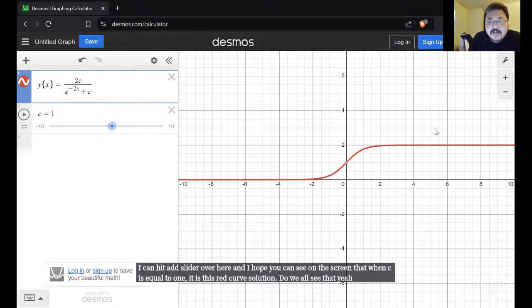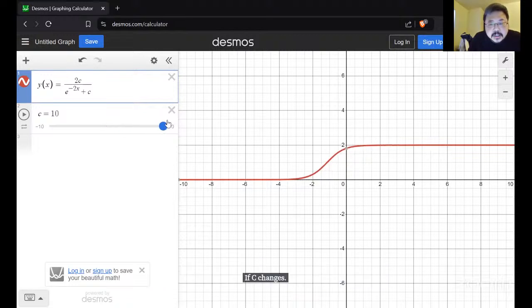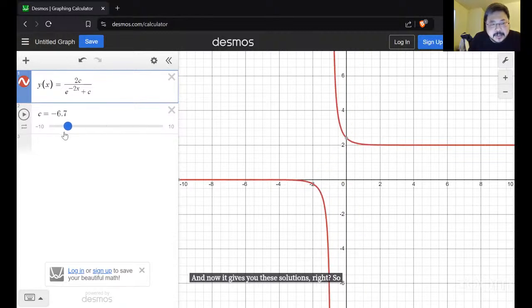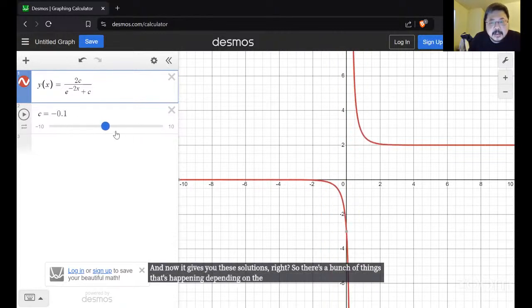Now let's try different values of c. If c changes, you see the curve changes. Whoa! And now it gives you these solutions, right? So there's a bunch of things happening depending on the values of c.